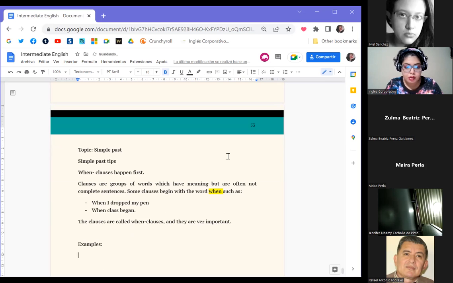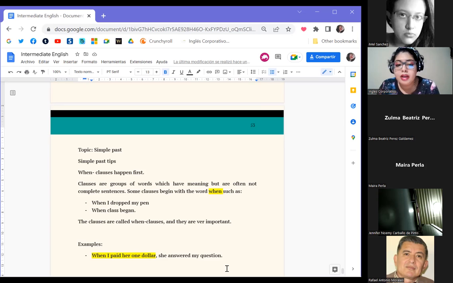And we have example number one. And it says, when I pay her $1, she answered my question. So in this case, we have two parts of the sentence. We have the clause that we are going to use with the word when, and we are going to have the other sentence. And if I separate them, I have two different sentences. In the first one, I have, when I pay her $1, that is the first sentence. And then we have the other one that says, she answered my question.